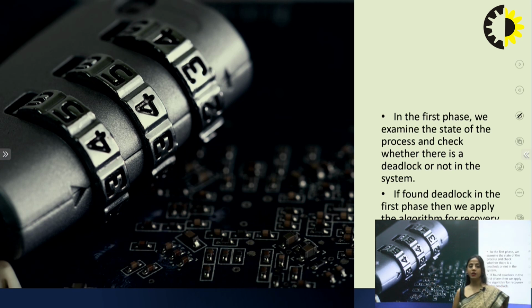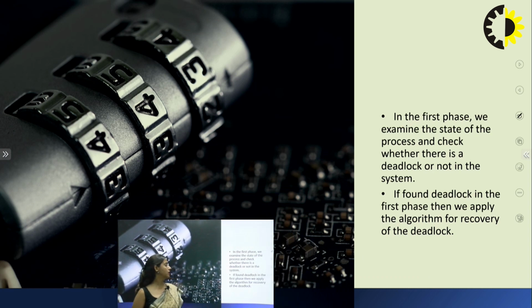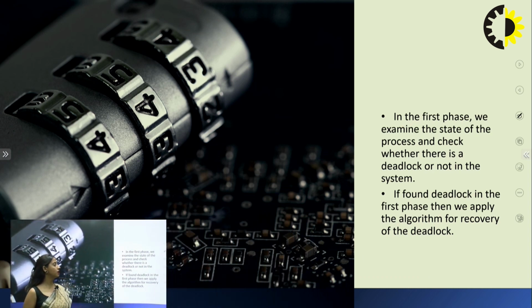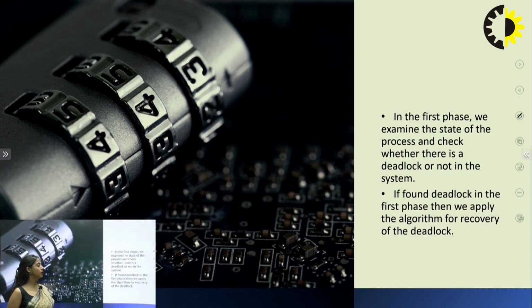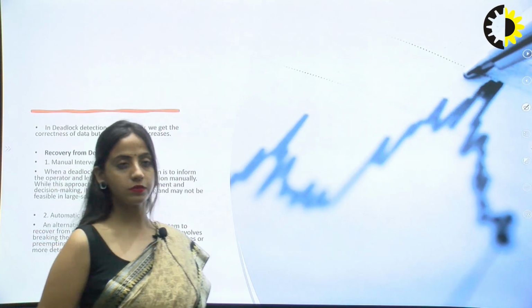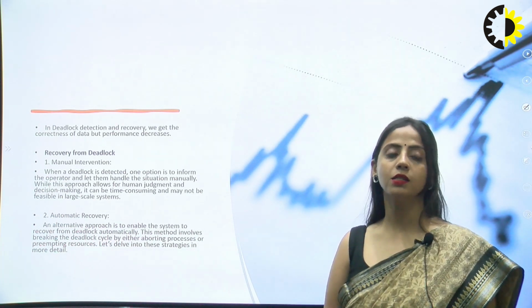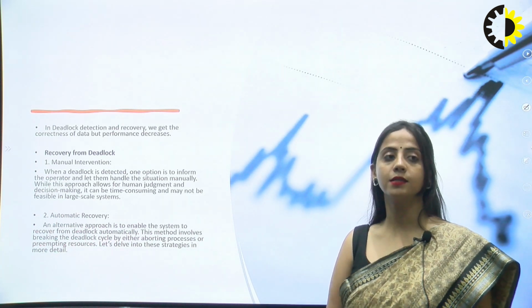In the first phase, we examine the state of the process and check whether there is a deadlock or not in the system. If a deadlock is found in the first phase, then we apply the algorithm for recovery from the deadlock. In deadlock detection and recovery, we get the correctness of the data, but performance decreases.